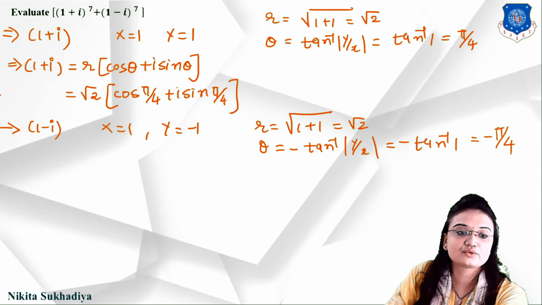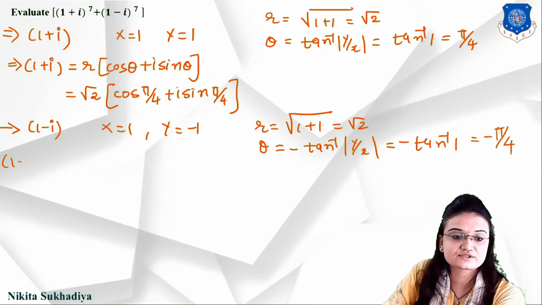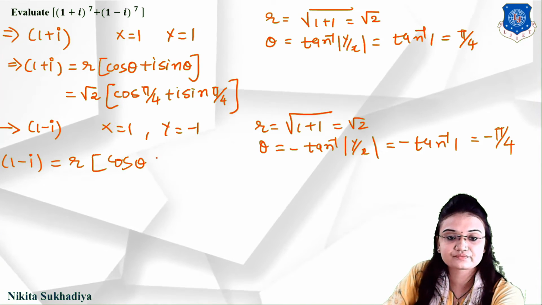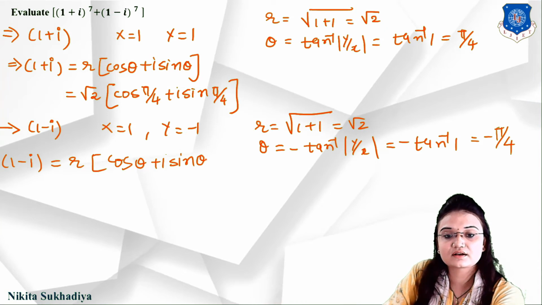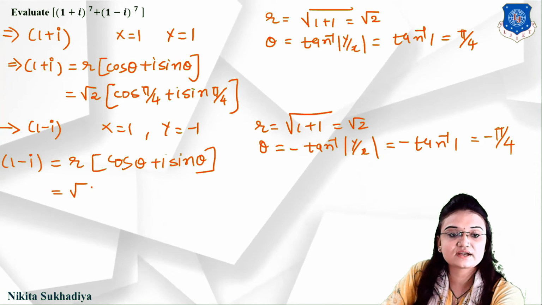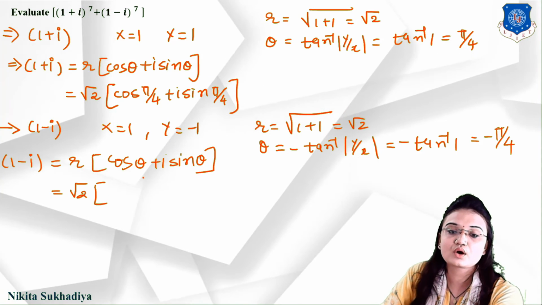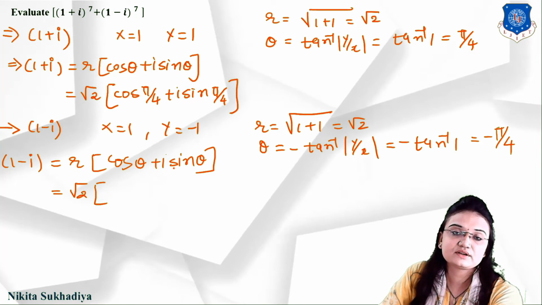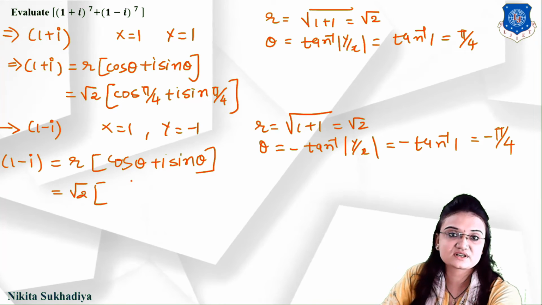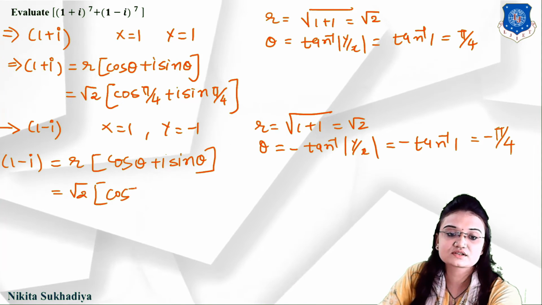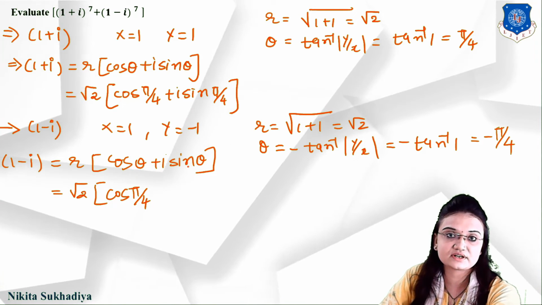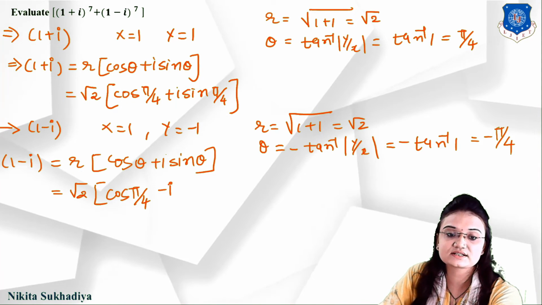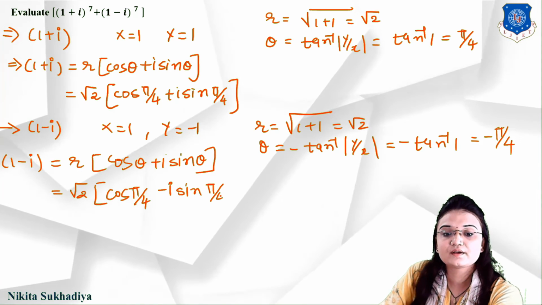Okay, so we can write this 1 minus i in polar form like this: r (cos theta plus i sin theta). So r for 1 minus i is under root of 2, cos of minus pi by 4, but in the cos case, if theta is negative, the answer is plus cos theta. So this is cos pi by 4, but in the sin case, if theta is negative, the answer will be minus sin theta. So this is minus i sin pi by 4.